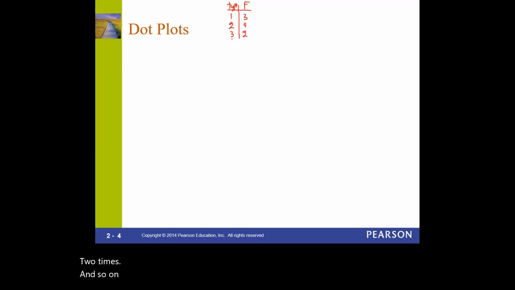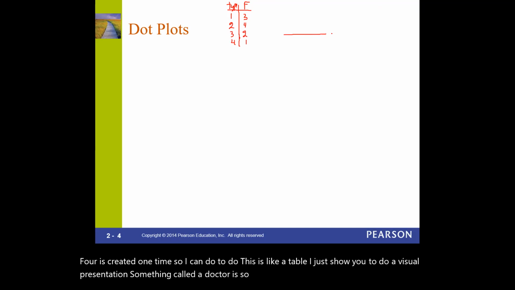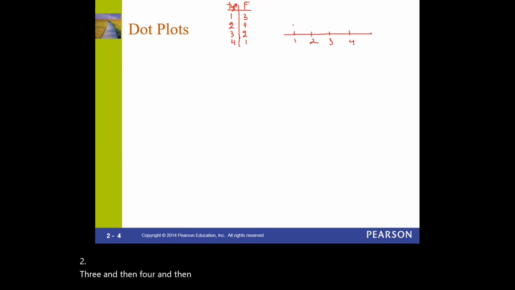And I can say also 4 is repeated like 1 time. To do this like a table, I'll show you a visual representation. Something called a dot plot is also a visual representation of that. So I'll draw a straight line like this, and I'll put 1, 2, 3, and then 4. And then on top of each one, I put how many times I see number 1.